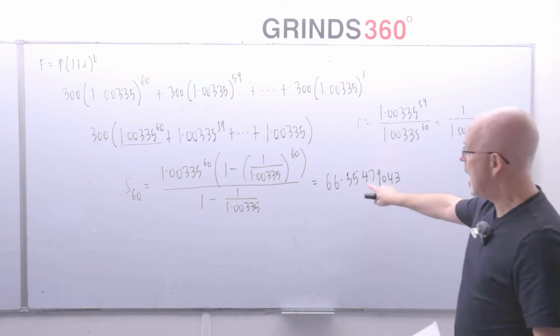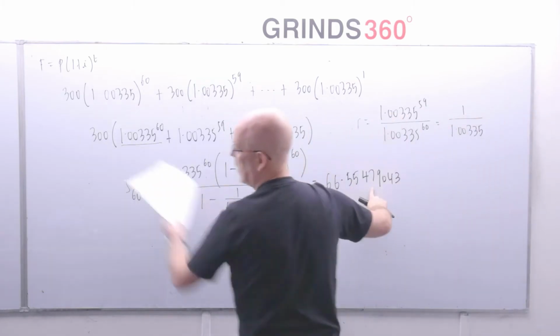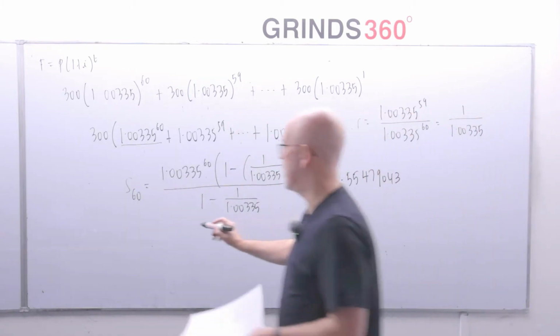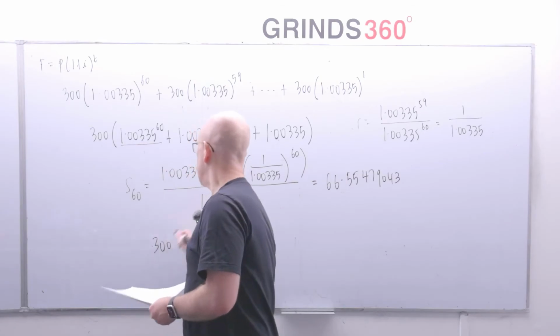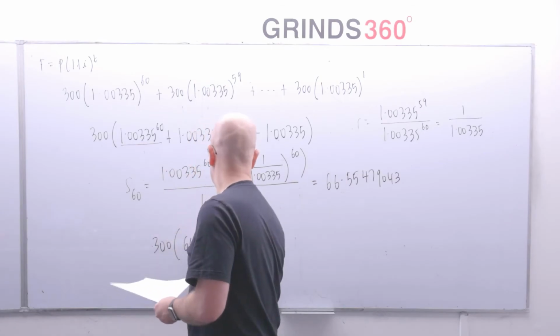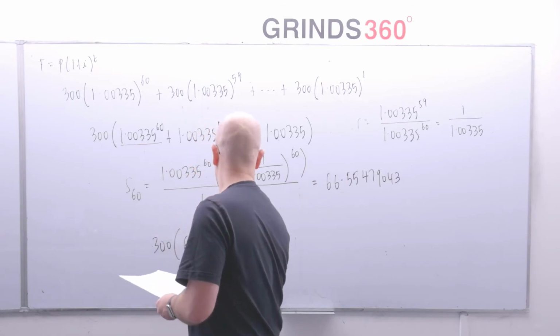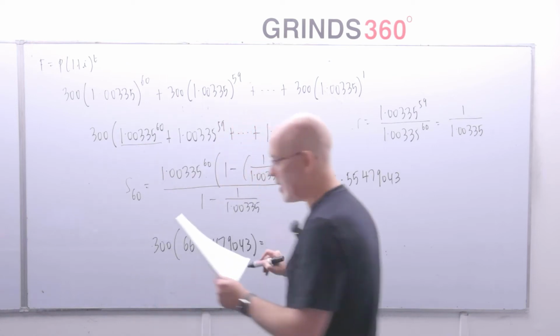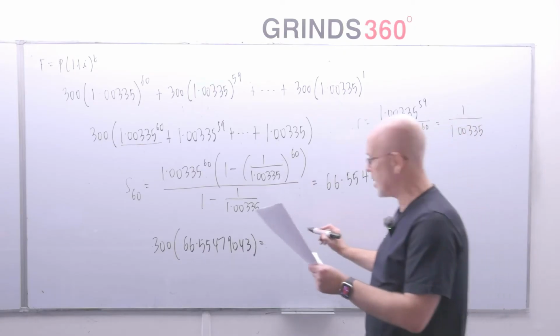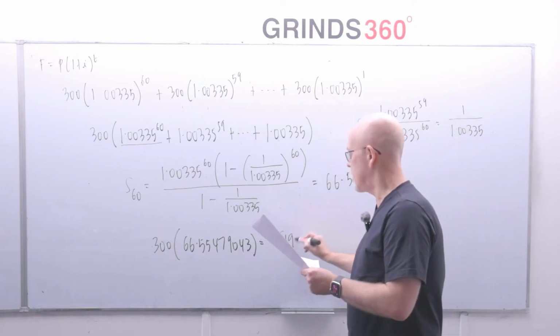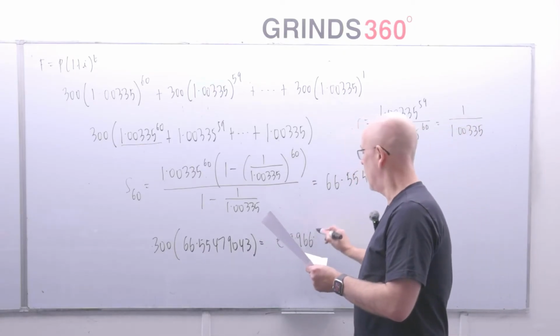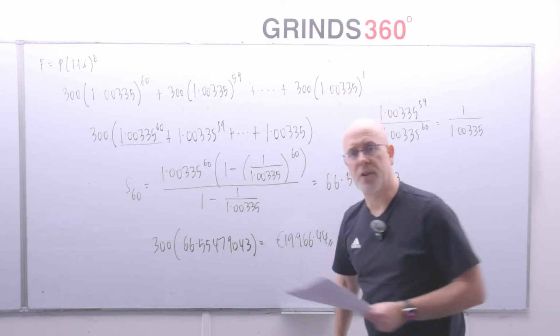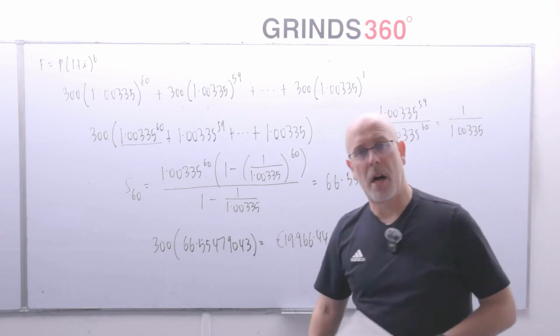And then, as always, if I multiply that by whatever I pulled outside the bracket at the beginning, I've got the final value of the savings in this case. So 300 times that number there, 66.55479043. And then I'll round that to 2 decimal places, and that comes out at 19,966 euro and 44 cents. Bosh.